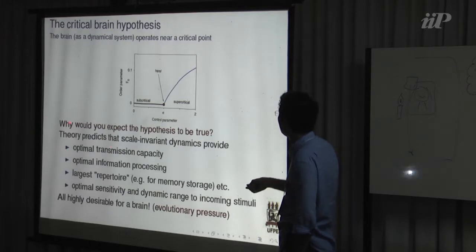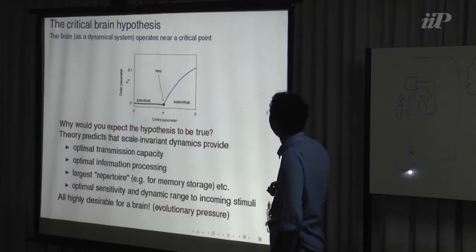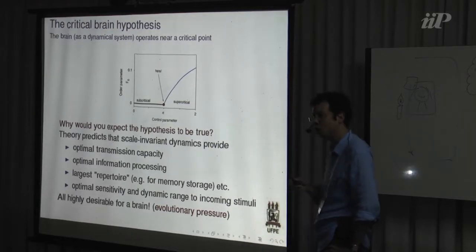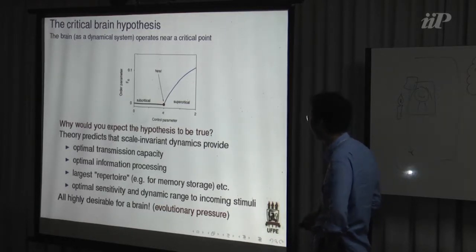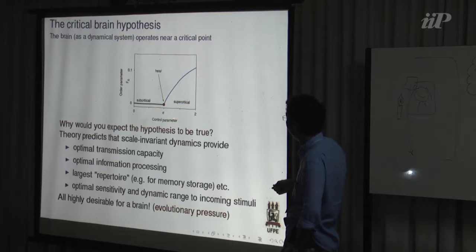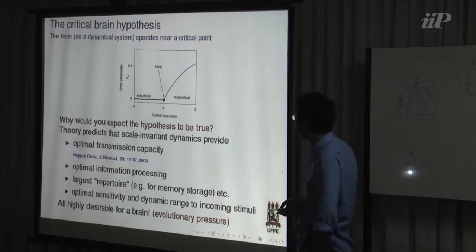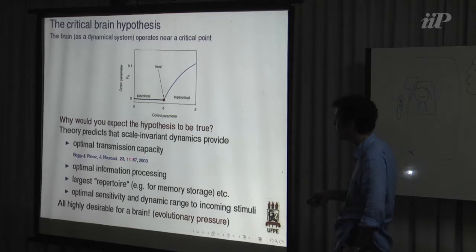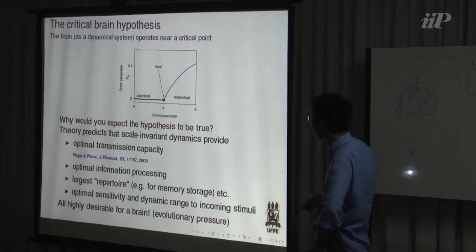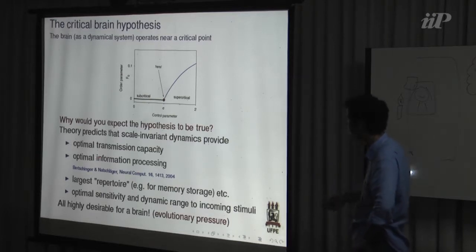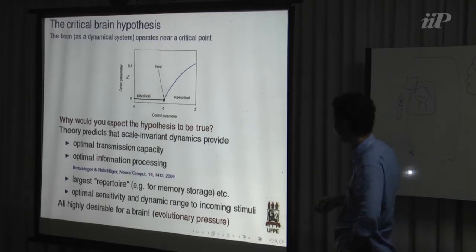Now, why would you expect the hypothesis to be true, namely that the brain should be here? Why does it make any sense? John has told you the story before. I'm going to repeat it again. The theory predicts that scale invariant dynamics here provide optimal transmission capacity. John has shown this in the very first paper, actually, John and Dietmar. Also optimal information processing, like he has shown before, in a very nice neurocomputational paper.